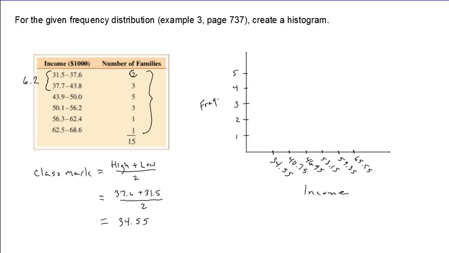So my first value is 2, so I'm going to straddle the class mark. Remember that is the value in the middle. And there we go, there's my first bar up to 2. My next one should go up to 3.